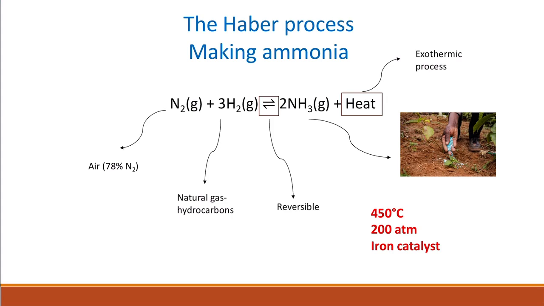The Haber process is an industrial process for the formation of ammonia. Ammonia is used to make fertilizers. In the Haber process, nitrogen gas reacts with hydrogen gas in a reversible reaction to give ammonia and heat. So it's an exothermic reaction. These are the optimal conditions for this process: 450 degrees Celsius, 100 atmosphere pressure, and the use of an iron catalyst.